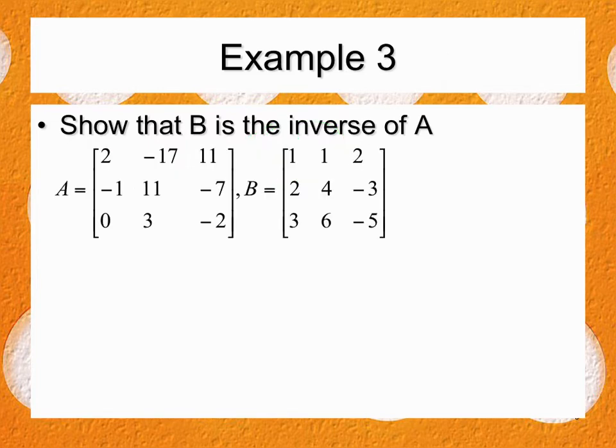Now, this one is yours to do. Now it's a 3x3 and a 3x3. What pattern are you looking for? That 1, 0, 0, 0, 1, 0, 0, 0, 1. Okay? At least go through A times B, and then I'll let you off the hook because I'll show you how to check it. So go through A times B. Get the practice of your multiplication.